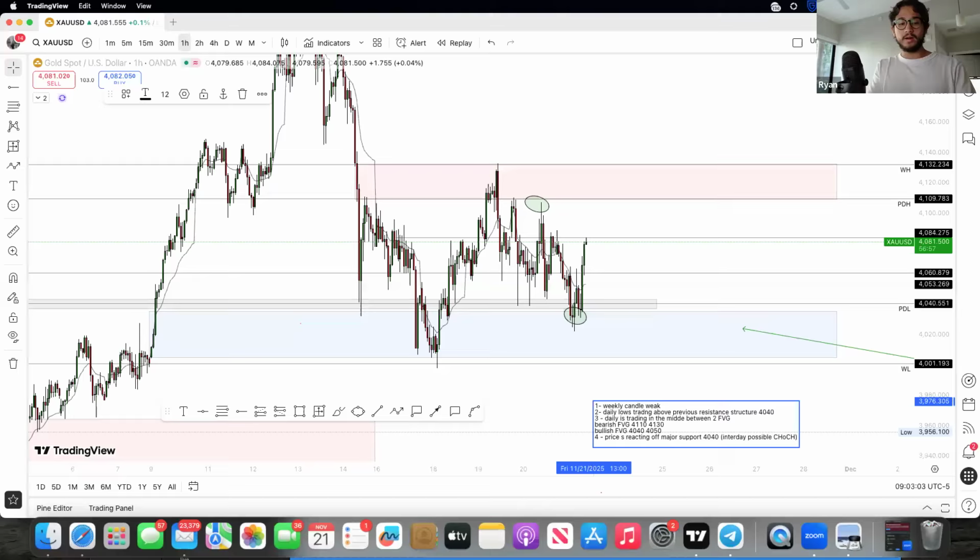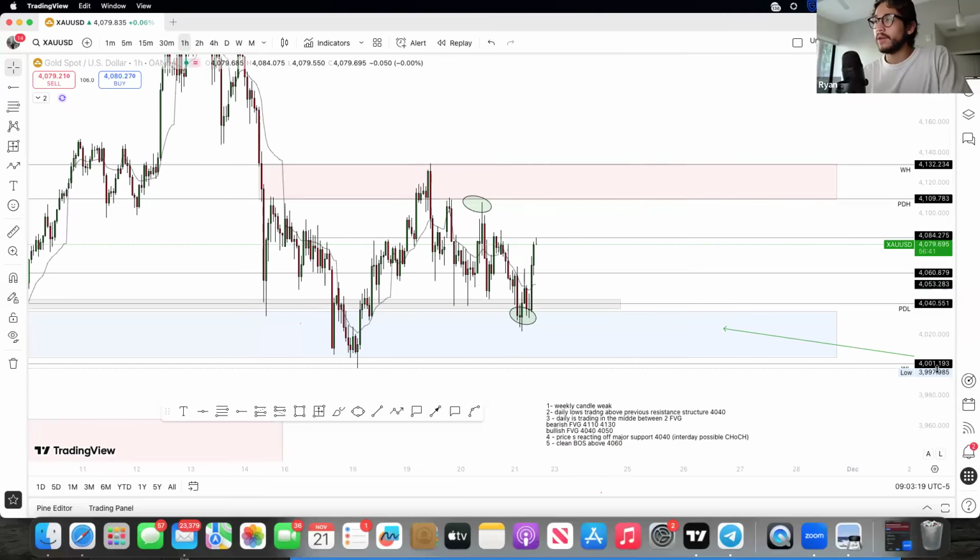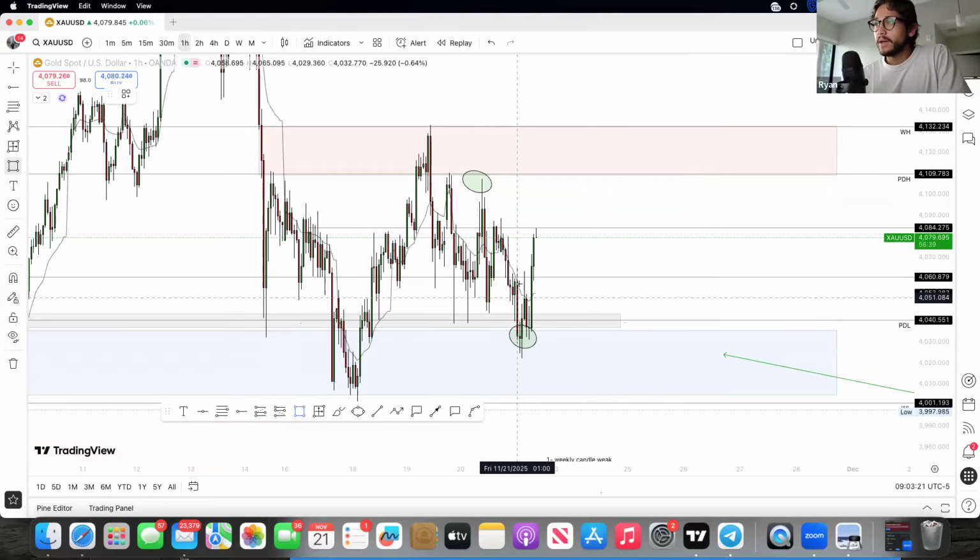Change of character. We have 5, we have break of structure above 4060. And then 4060. And then here on the 1 hour time frame, we do have a nice, right here.